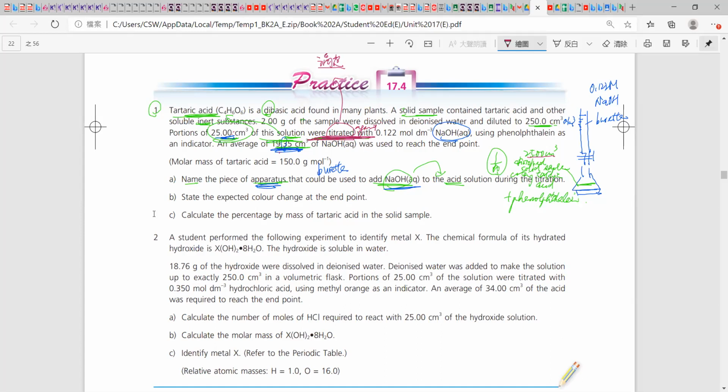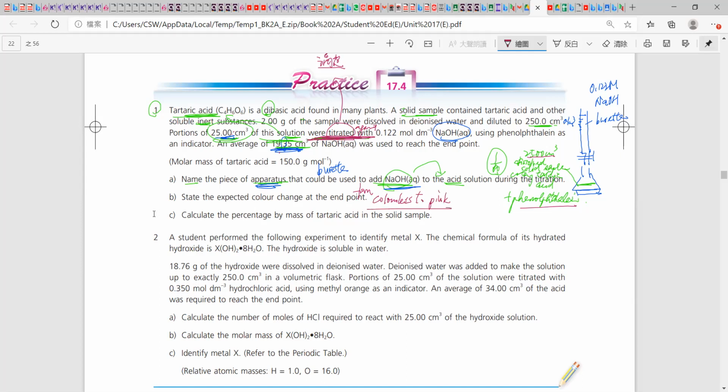Second point: state the expected color change at the end point. Originally it is acid, so what is the color of the acid? It is originally colourless, and then it changes to pink. Yes, it is from colourless to pink.